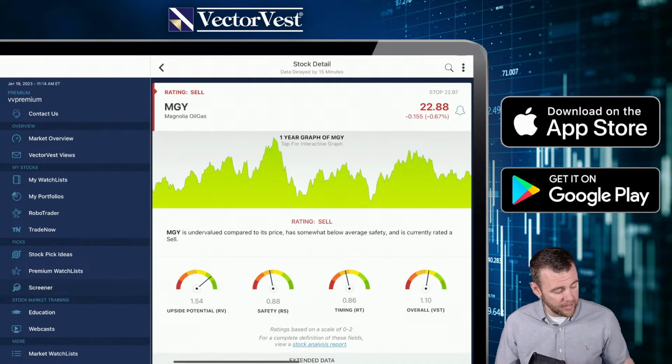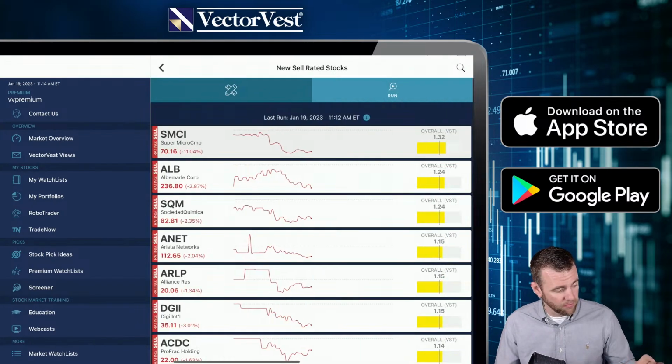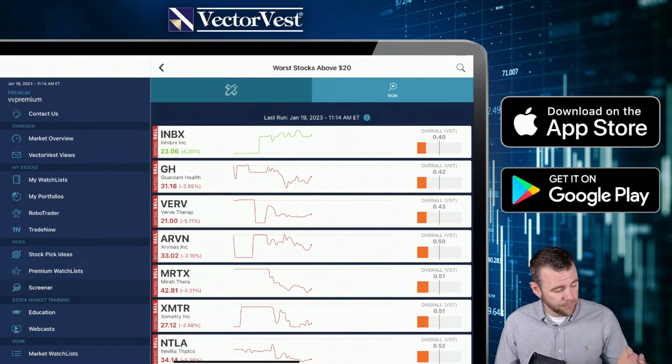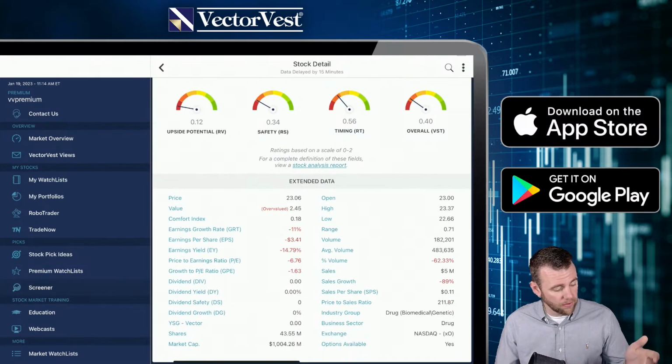So not finding any in this list. Let's go back to the other one real quick. Worst stocks above 20. Take a look. This one. Value, $2.45. Current price is $23.06. People who are buying this stock right now are paying a huge premium to own that stock. Doesn't make a whole lot of sense, especially when you analyze the analysis on the stock as well. So therefore, this makes a great potential short trade.